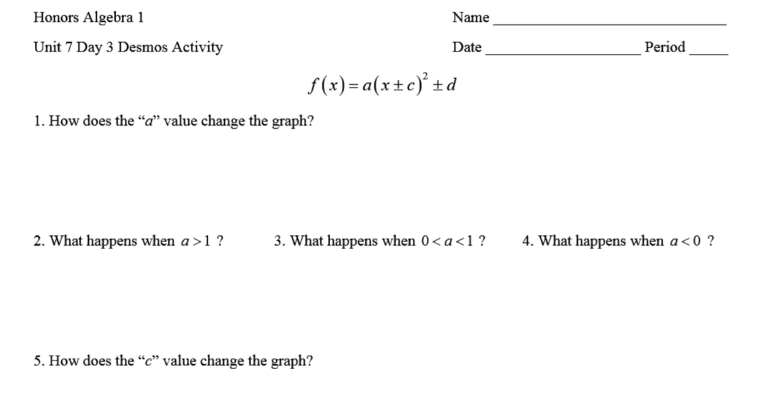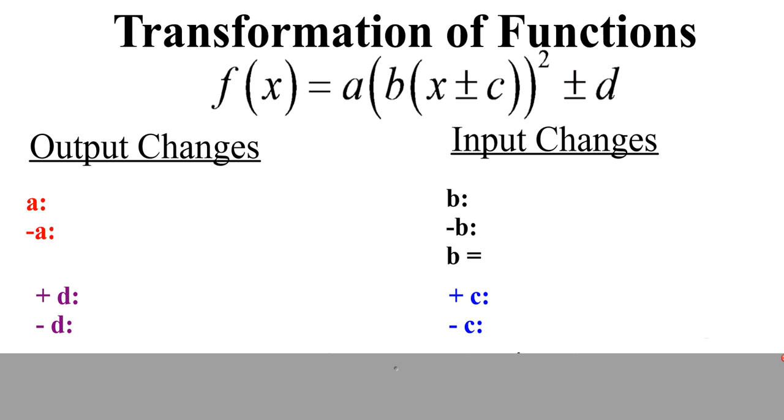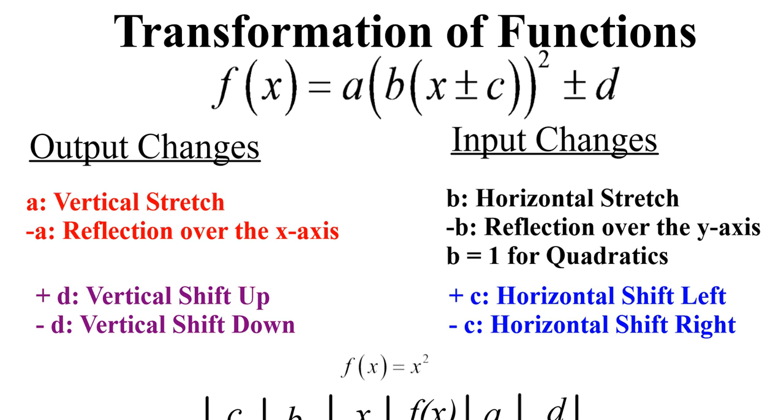Now, output changes, those are vertical changes. We had stretches and shifts going on. Input changes are also shifts as well. So when we're talking about the transformations of your functions, we kind of think of it this way. And quadratics have a B value of 1, just to keep that in mind. So the output changes came from A and D, and A was stretching, either faster or slower.